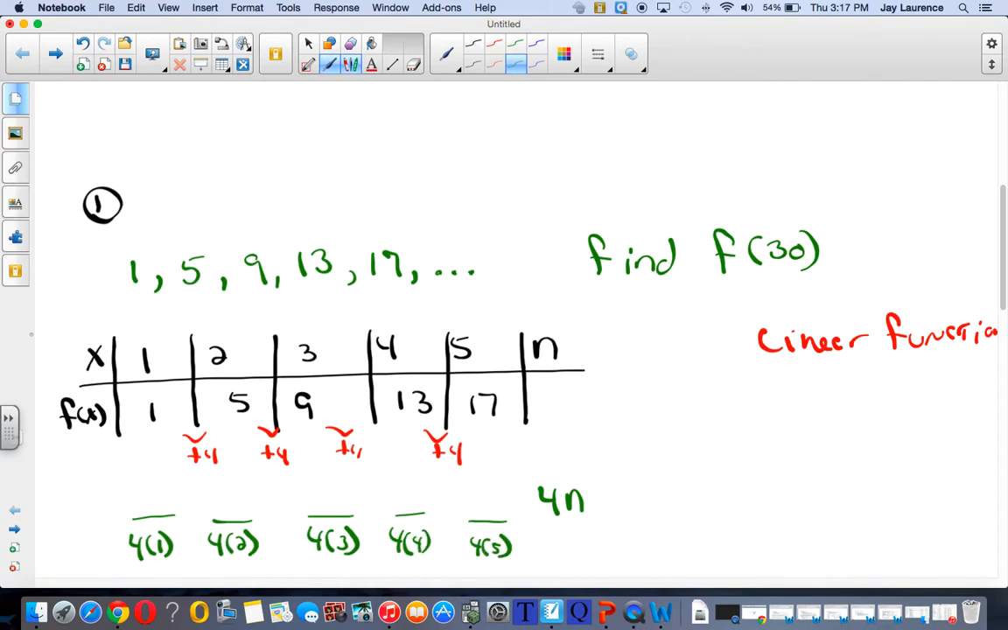So that's how we set it up. So 4 times 1 is 4, 4 times 2 is 8, 12, 16, and 25. No, 20, excuse me. All right, so now I'm ready to compare.